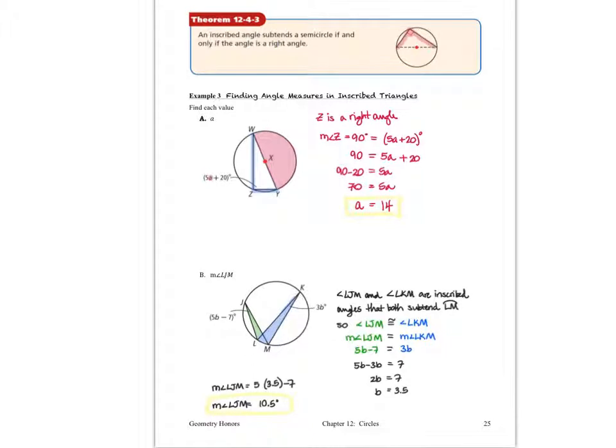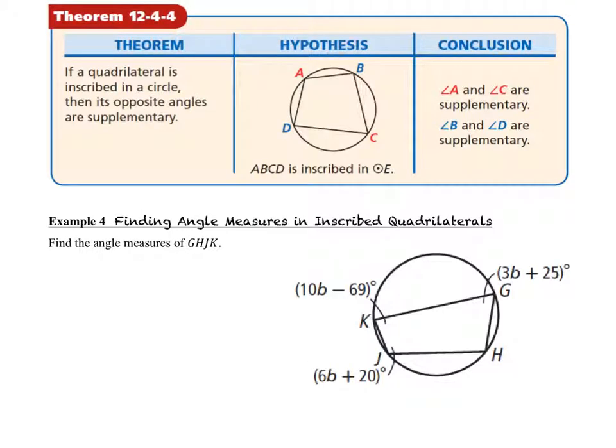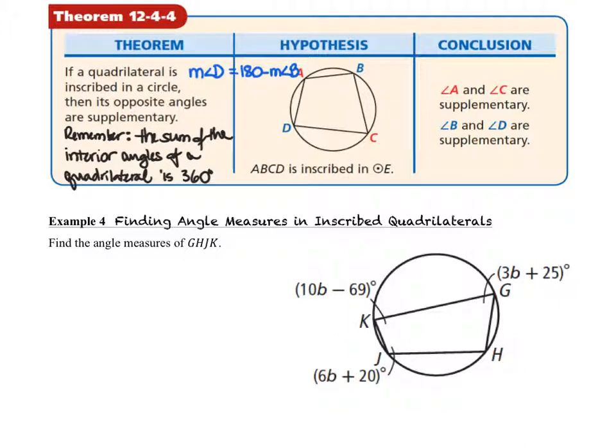The last theorem for this lesson is on the next page, so let's take a look. Theorem 12-4-4 says, if a quadrilateral is inscribed in a circle, you can see the diagram shows that, then its opposite angles are supplementary. Now this means that the quadrilateral has to intersect the circle at all 4 corners, and this says that the opposite angles are supplementary, meaning that we would be able to find the measure of angle D by subtracting angle B from 180. Likewise with angles A and C. Opposite angles are going to be supplementary. Why is that true? The sum of the interior angles of a quadrilateral is 360 degrees.